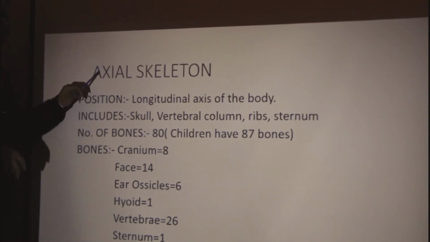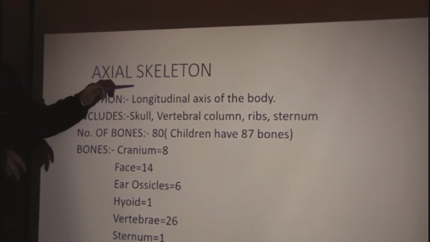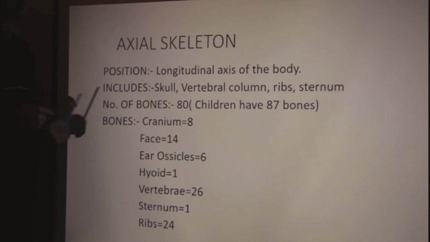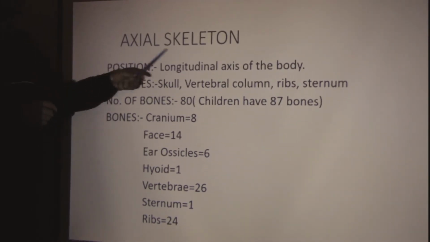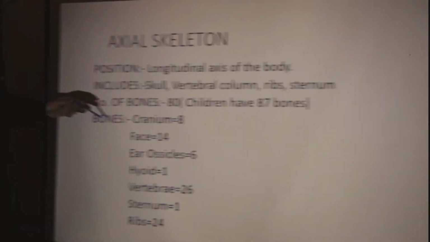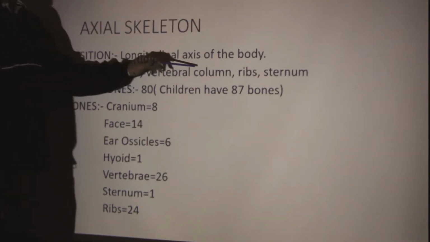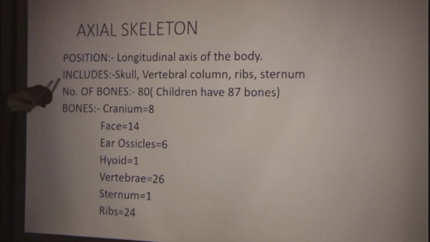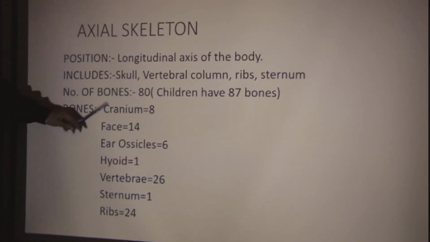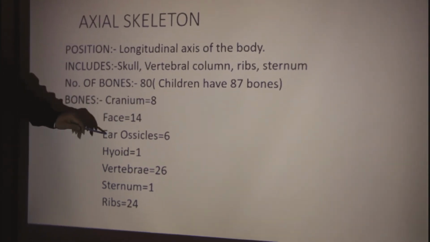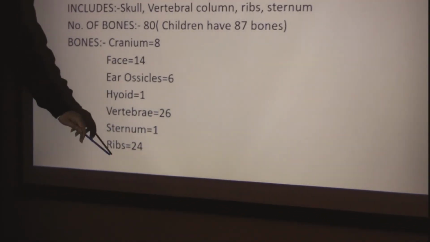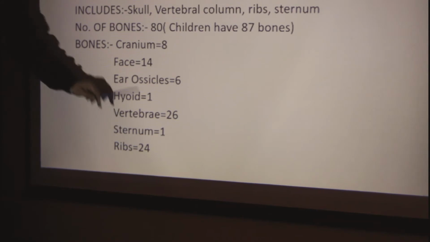Now, the parts of the skeletal system. The first part, the axial skeleton, lies along the longitudinal axis of the body and includes the skull, vertebral column, ribs and the sternum. Total number of bones: 80. Children have 87 bones. Cranium 8, face 14, ear ossicles 6, hyoid 1, vertebrae 26, sternum 1, ribs 24. These are the numbers of bones.